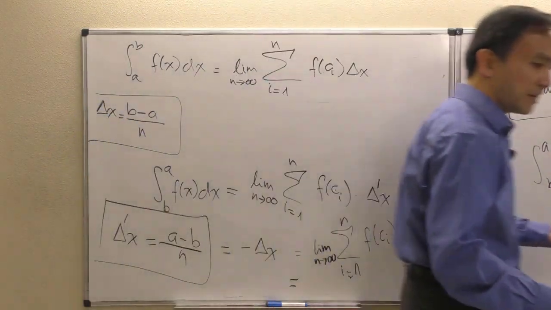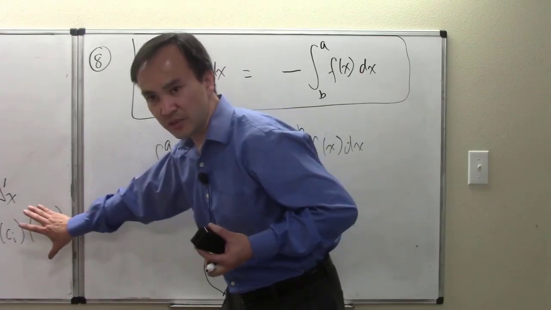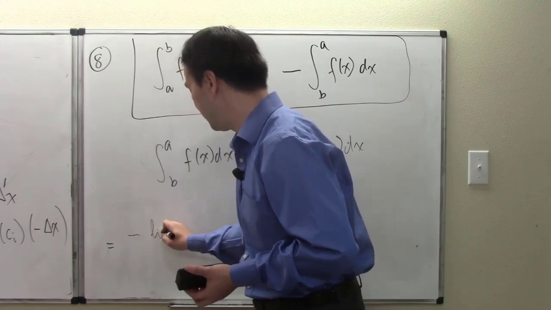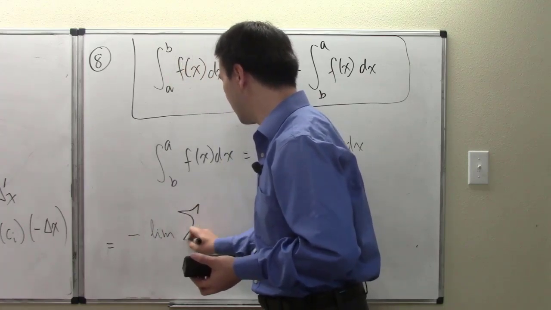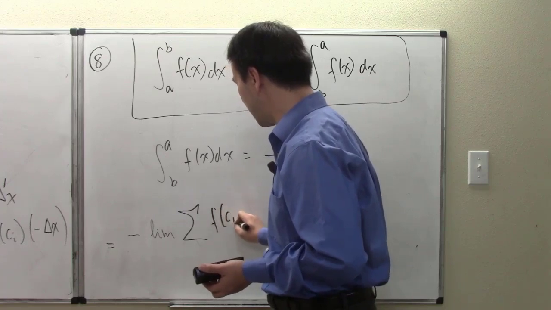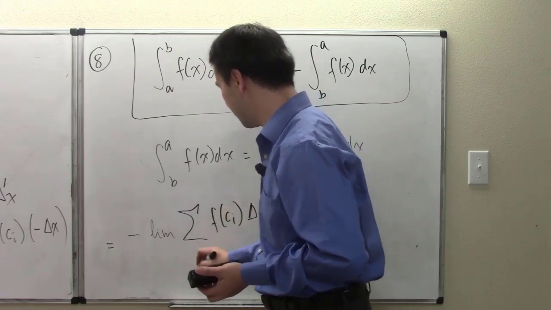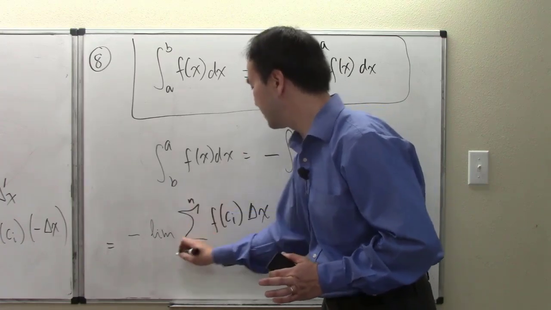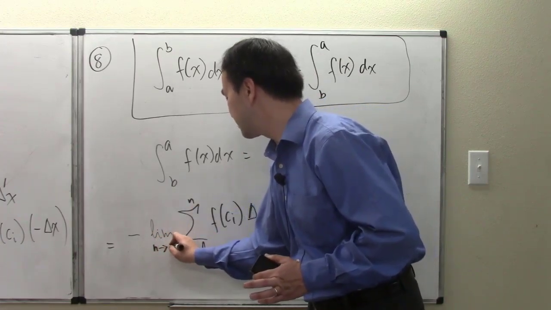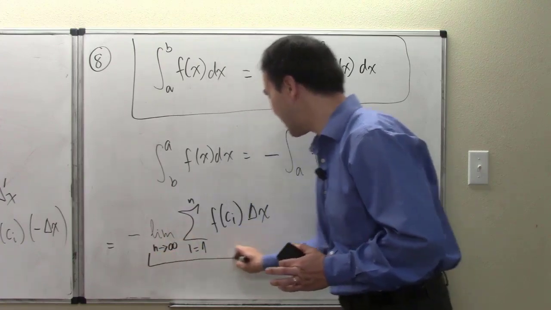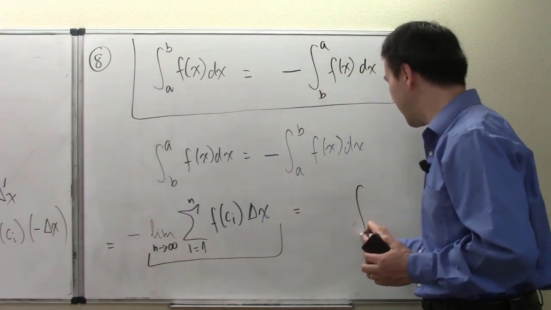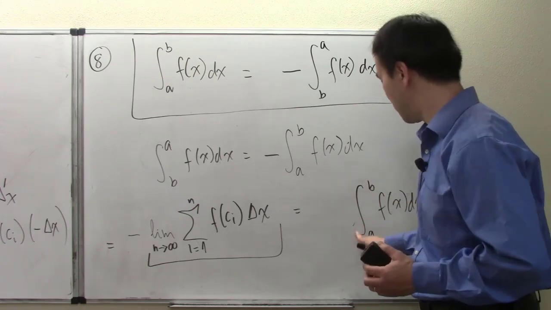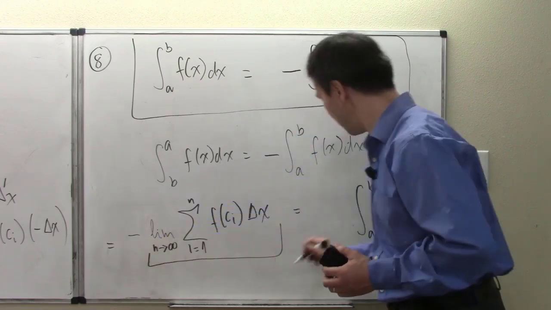Let me now move on to my other board. From this result, it's the same as the negative of the limit of the summation of f of c sub i times delta x. Now it's not the delta prime, it's a delta x, summing from 1 to n, letting n approach infinity. All of that we recognize as the integral from a to b of f of x dx. But with that minus sign, it becomes a minus.